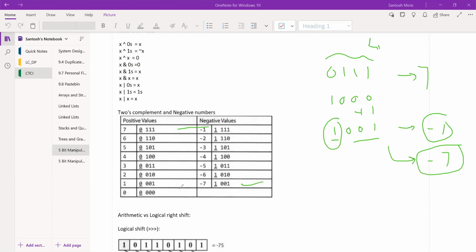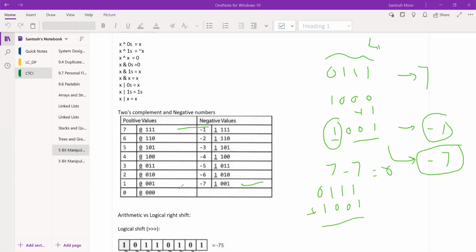Why would it be -7? Because if we use the first bit to indicate a negative value, then after that 0 0 1, wouldn't that be 1? Oh yes, it is 1. Now what will happen if we take 7 minus 7? It should be 0, right? If we just use this 4-bit representation, this is 7, and -7's representation is 0 0 0 1.